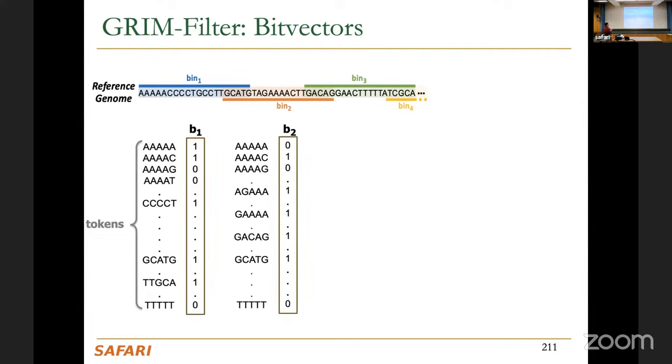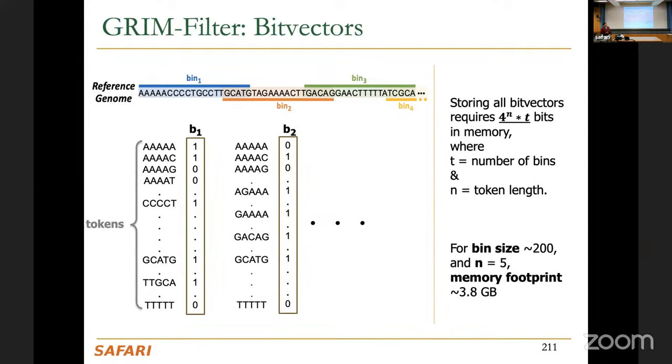And we do this for every bin in the reference genome. We construct the overlapping bins and then construct their corresponding bit vectors. So you can imagine, when we have a human reference genome, depending on the size of the bins, you may have a large number of bit vectors, because the human genome is large, around 3.2 billion characters long.